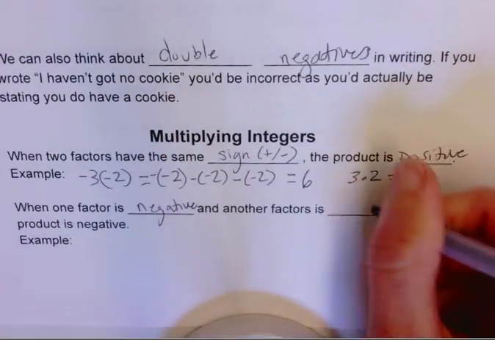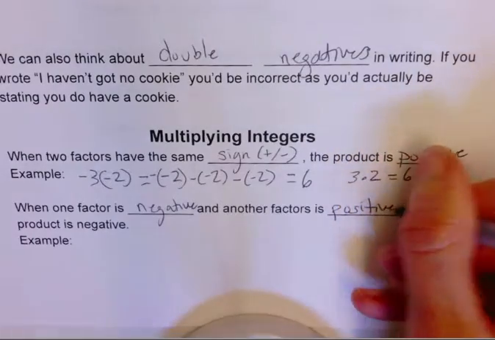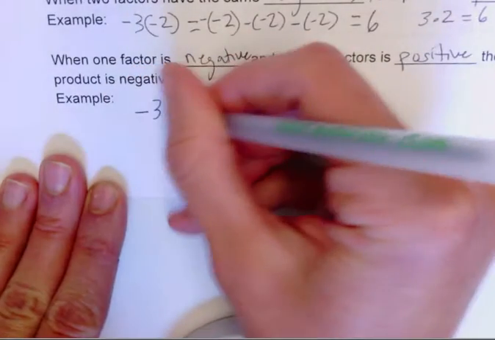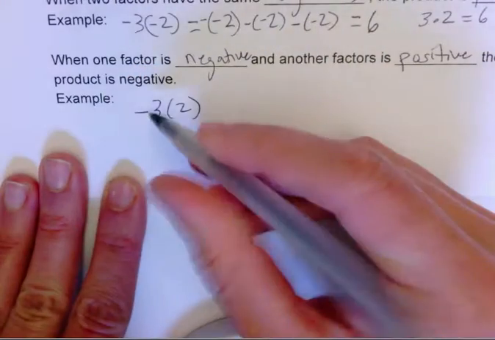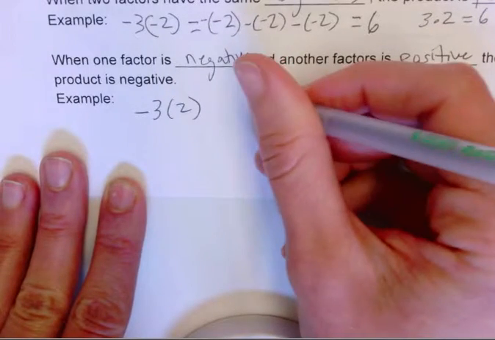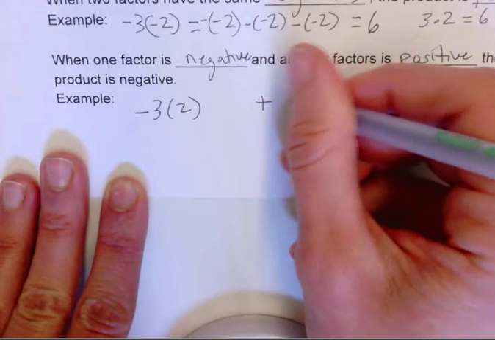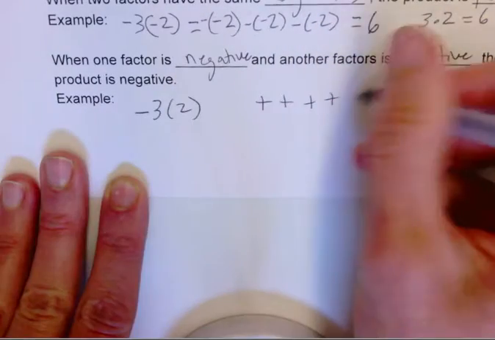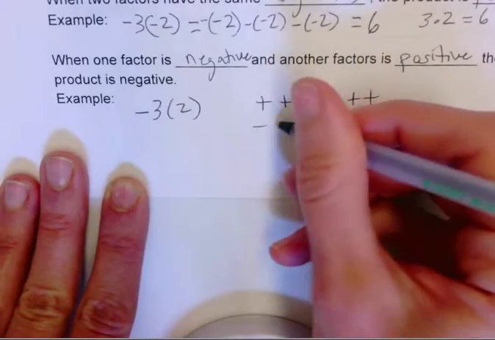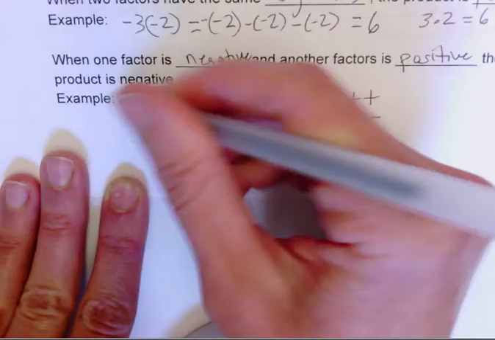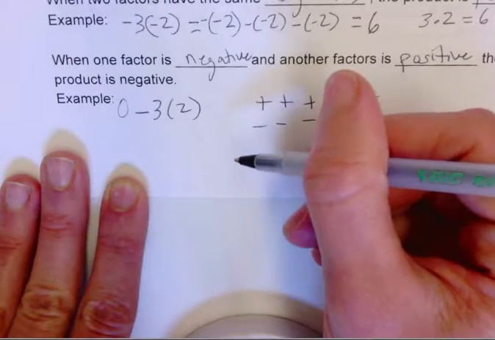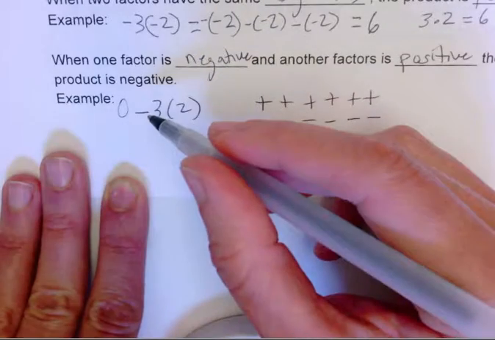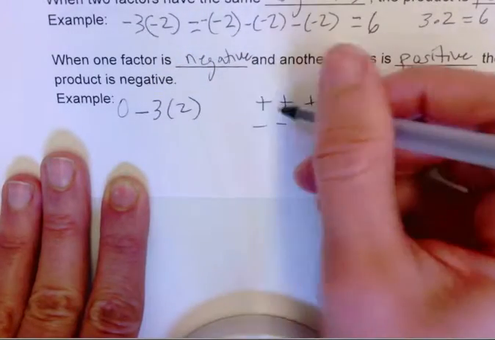But when one factor is negative and the other factor is positive, that's when the product will be negative. So for example, if I had -3 times 2, I view this first one as removing, but you might view it differently. I kind of picture this as 0 minus 3 times 2. So I start with a 0, and then I want to take away 3 groups of positive 2.